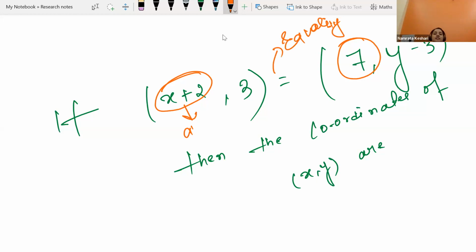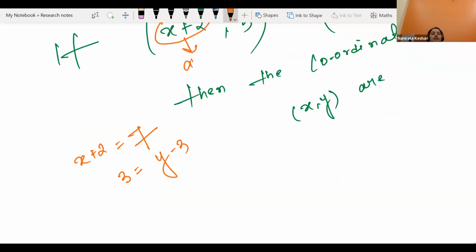If these 2 points are exactly same, with an equal sign in between, then we can compare the x coordinate over here, x plus 2, is equal to the x coordinate over there, 7. Both the abscissa we can compare, and both the ordinate also we are free to compare. Why? Because there is an equality sign in between, and it is only valid when you are talking about the same point. Hence we are comparing the x coordinate of both and the y coordinate of both, and from here we'll get x and y.